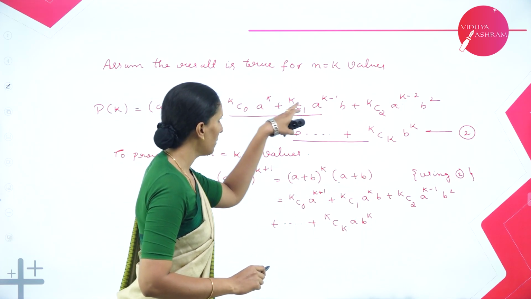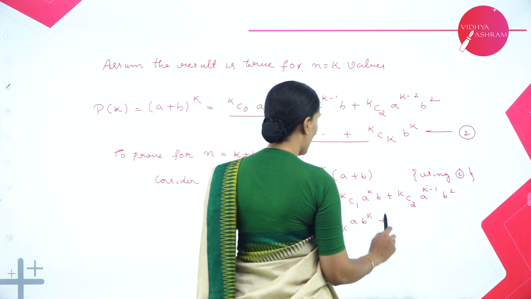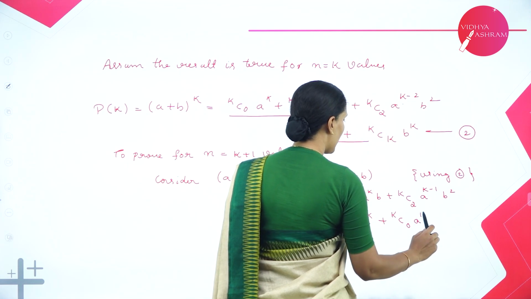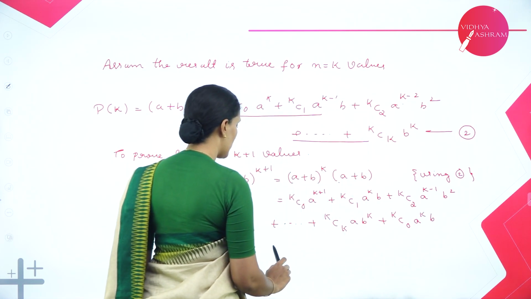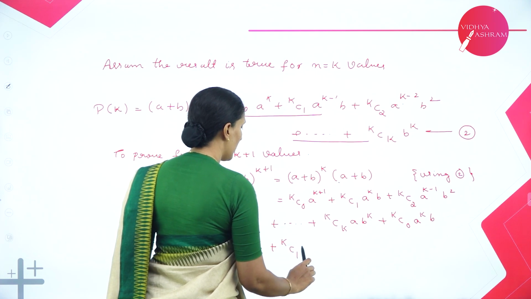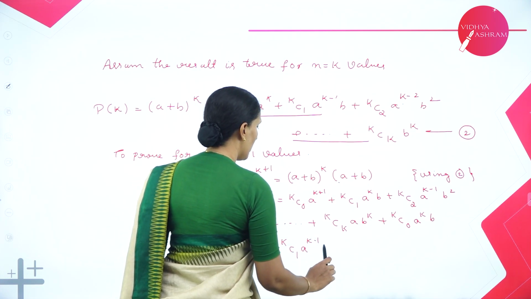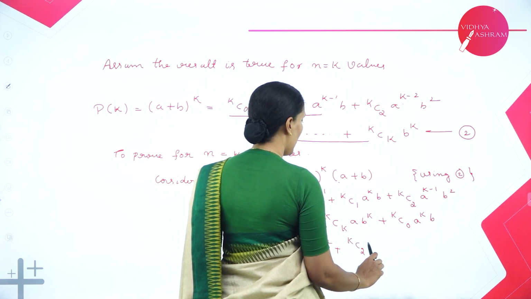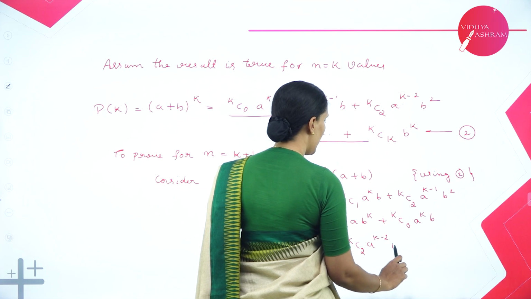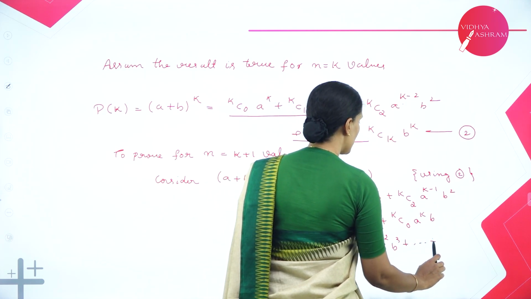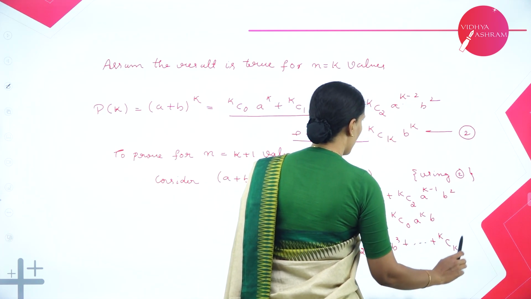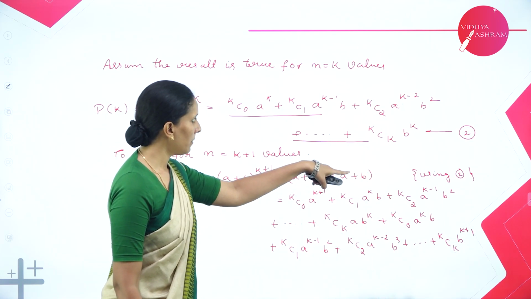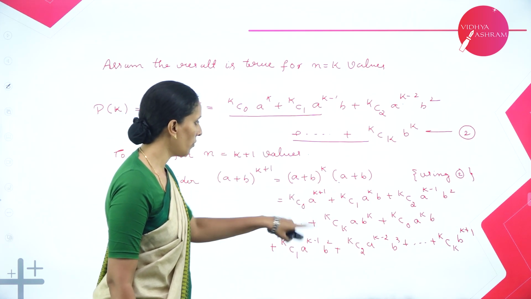Now let's multiply b to the given expansion. So plus kC0 a power k b. Next, kC1 a power k minus 1 b square, plus kC2 a power k minus 2 b cube. And the last term is kCk b power k plus 1. Now when you multiply a and b to these equations, this is what we will get.